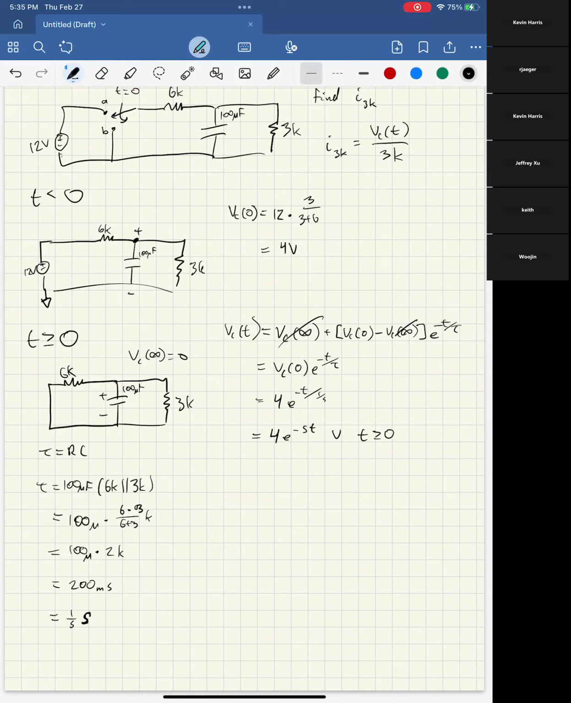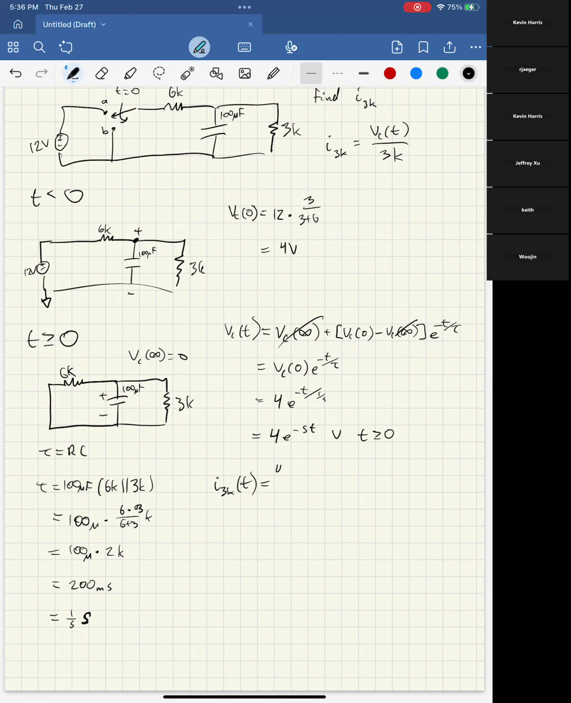And then we want to find the current through that 3 kilo ohm resistor, which we said earlier is simply VC of t divided by 3K. Because we have a voltage here, which is just the voltage of the capacitor, and it's going to go down like this, since the capacitor acts as a voltage source here. So we can just say that this is 0 and then this is the voltage across the capacitor. It's the differences that matter. Anyway, it's just VC of t over 3K.